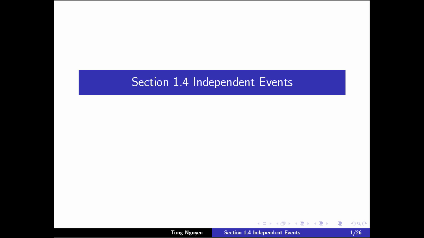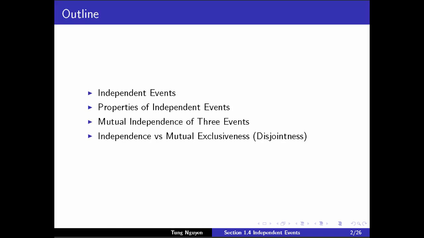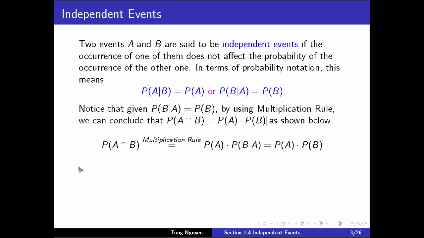In section 1.4, we will study 4 topics: independent events, properties of independent events, mutual independence of 3 events, and finally distinguish the 2 concepts: independence and mutual exclusiveness, also called disjointness of 2 events. Okay, now let's start the first topic: independent events.